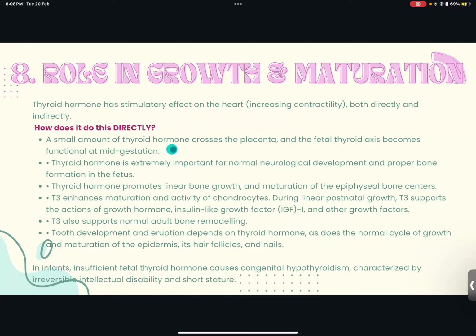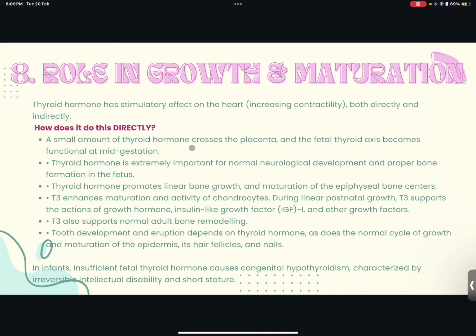A small amount of thyroid hormone is going to cross the placenta during fetal life, and the fetal thyroid axis is going to be functional at mid-gestation. And this is really important for the fetus's neurological development and proper bone formation. So, like we said, the brain and the bones are going to be formed with the help of thyroid hormone.